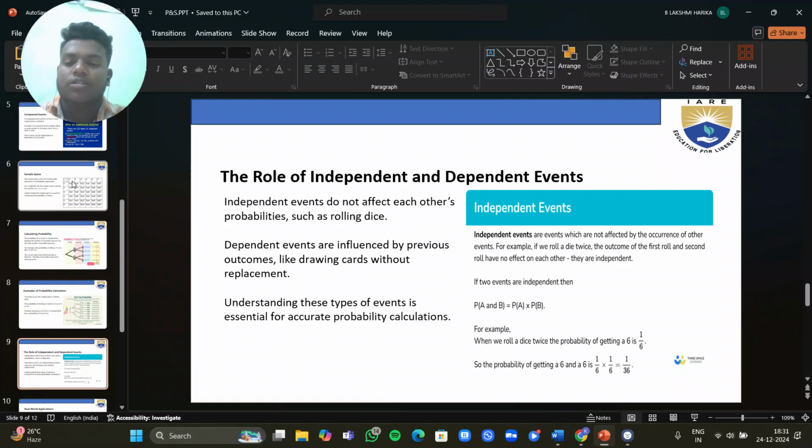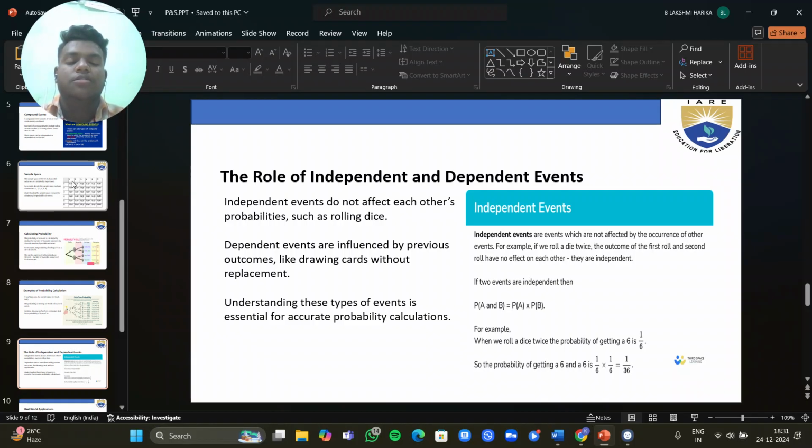The role of independent and dependent events. Independent events do not affect each other's probability, such as rolling dice. Independent events are not affected by the occurrence of other events. For example, if we roll a die twice, the outcome of the first roll and second roll have no effect on each other. They are independent.